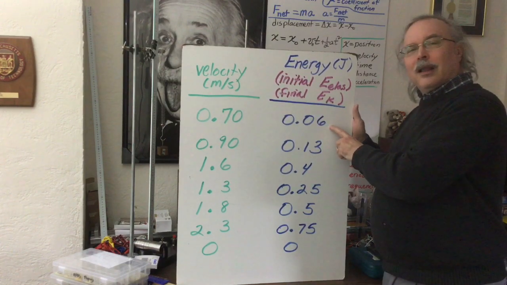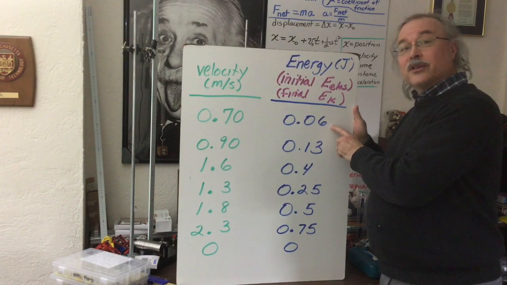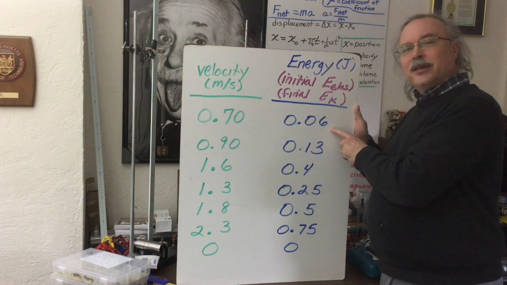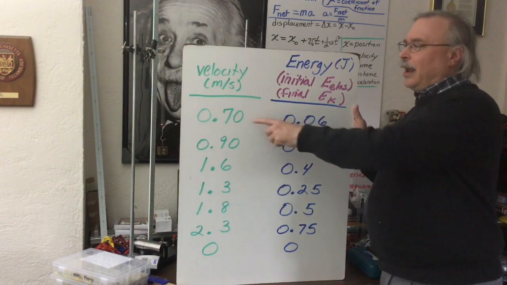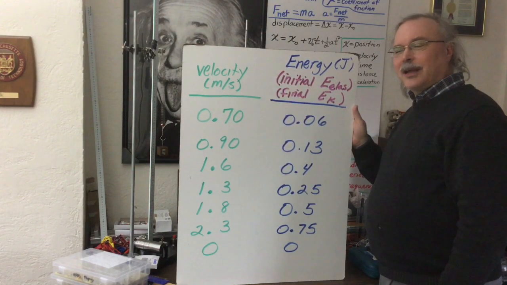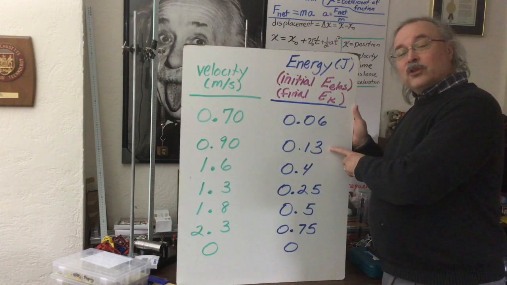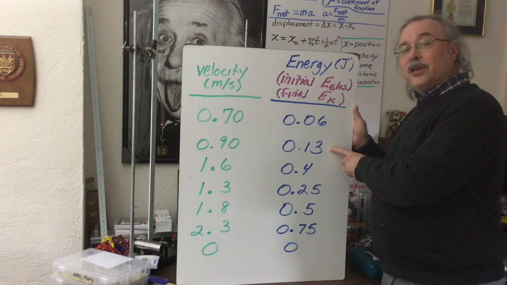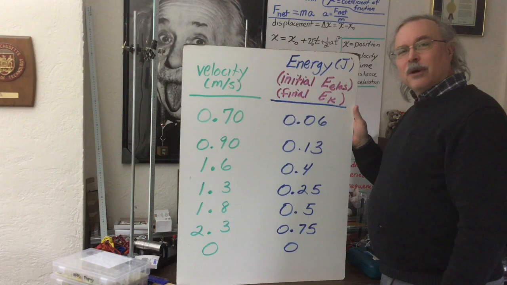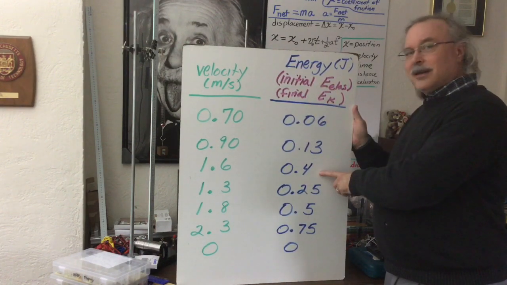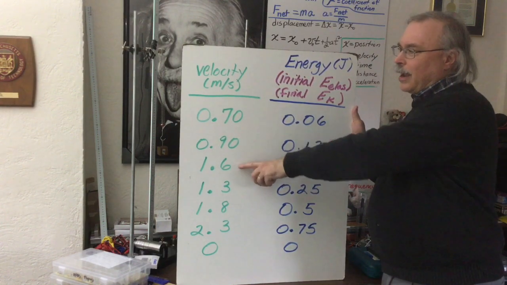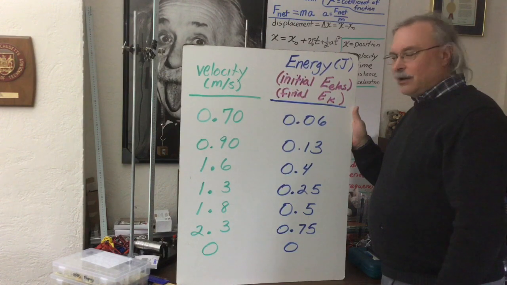You can see that when we started out with an elastic energy, which therefore was transferred into that kinetic energy storage mode, we had 0.06 joules of energy, and the velocity of my cart ended up as about 0.7 meters per second. With one of the other springs, I ended up with 0.13 joules of energy. The velocity of the cart was 0.90 meters per second. Going on down the line, when my energy was about 0.4 joules, I had 1.6 meters per second of velocity.